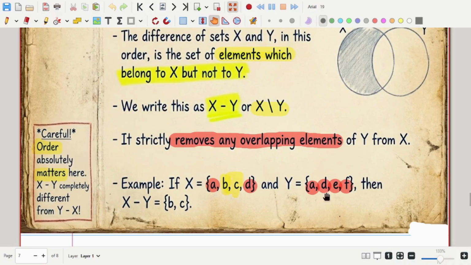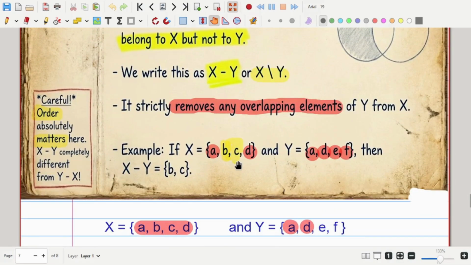Remove D. Is D present in X? Yes, D is present. So remove D. E, is E common? No. F. Remove F from Y. Therefore, X minus Y is the set of B, C. Remember that in set difference, order matters. It means X minus Y is completely different from Y minus X.